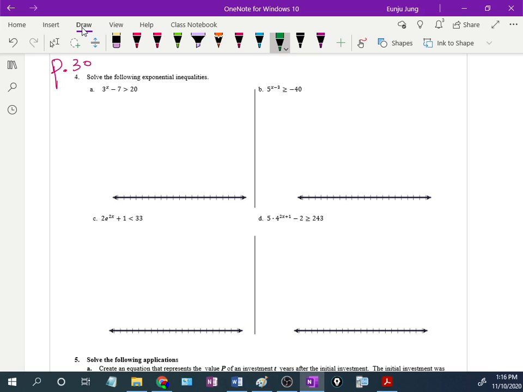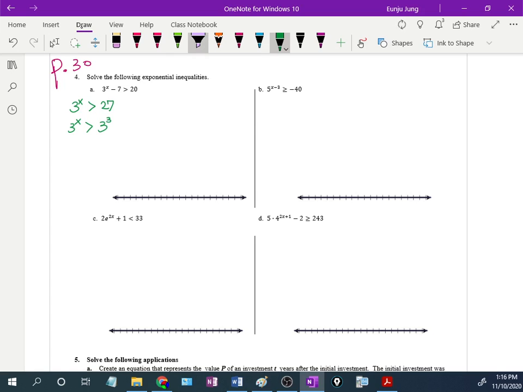So from the beginning, 3 to the x power minus 7 is greater than 20. Let's add 7 on both sides. You get 27, right? If you want to solve an equation, that's fine. You set up an equal sign in the middle and find the boundary number. If the base is greater than 1, you can keep the same direction when you do the calculations. So let's think. 27, that number is familiar, right? Can you rewrite 27 with base 3? 3 to the power of 3.